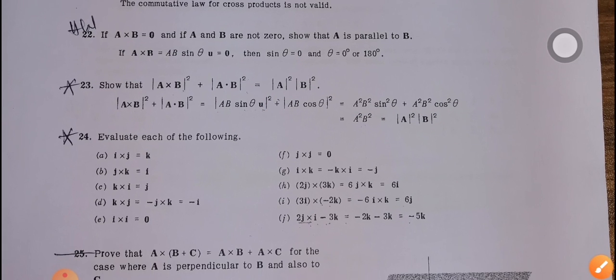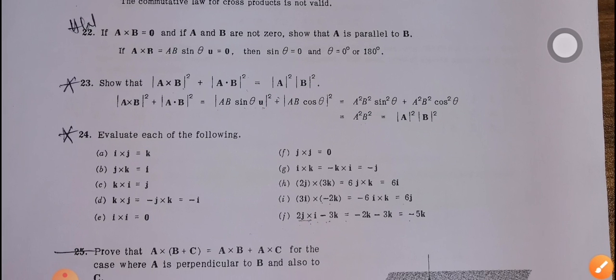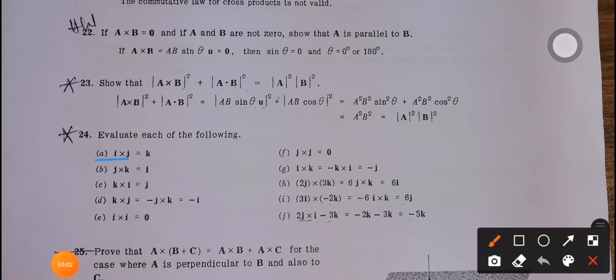Then we have question number 24. We have already discussed these, that i cross j will be equal to k, because we have to follow this cycle like i, j and k. So i cross j is going to be k, j cross k is going to be i, k cross i is going to be j, and j cross j is 0, as we have already discussed.